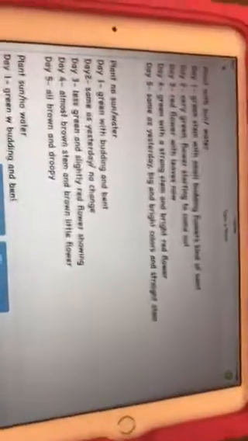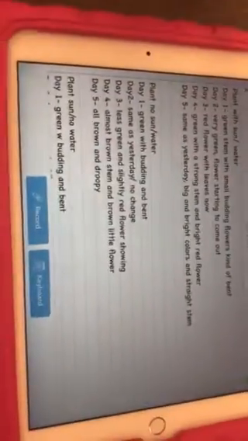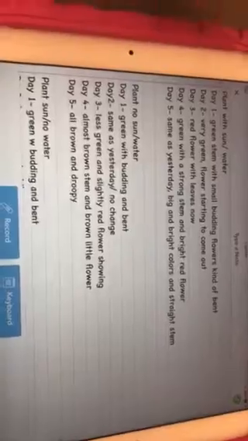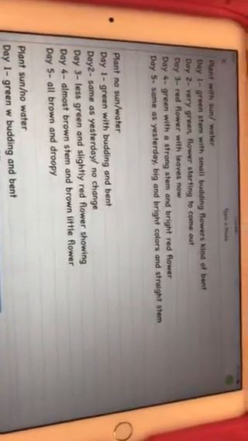So we would use Seesaw, which is an app that lets you type in notes or draw, but you can only do one or the other. And so we would type our notes here, just simple things about the flowers each day.